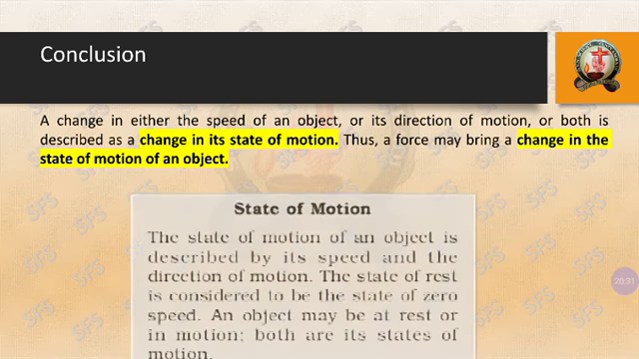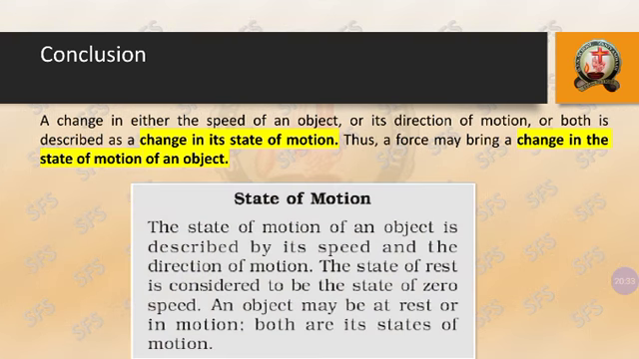Okay, so what is the state of motion? The state of motion of an object is described by its speed and the direction of the motion. So when do we call it the state of motion? When we calculate the speed and the direction of the motion, we can call it the state of motion.